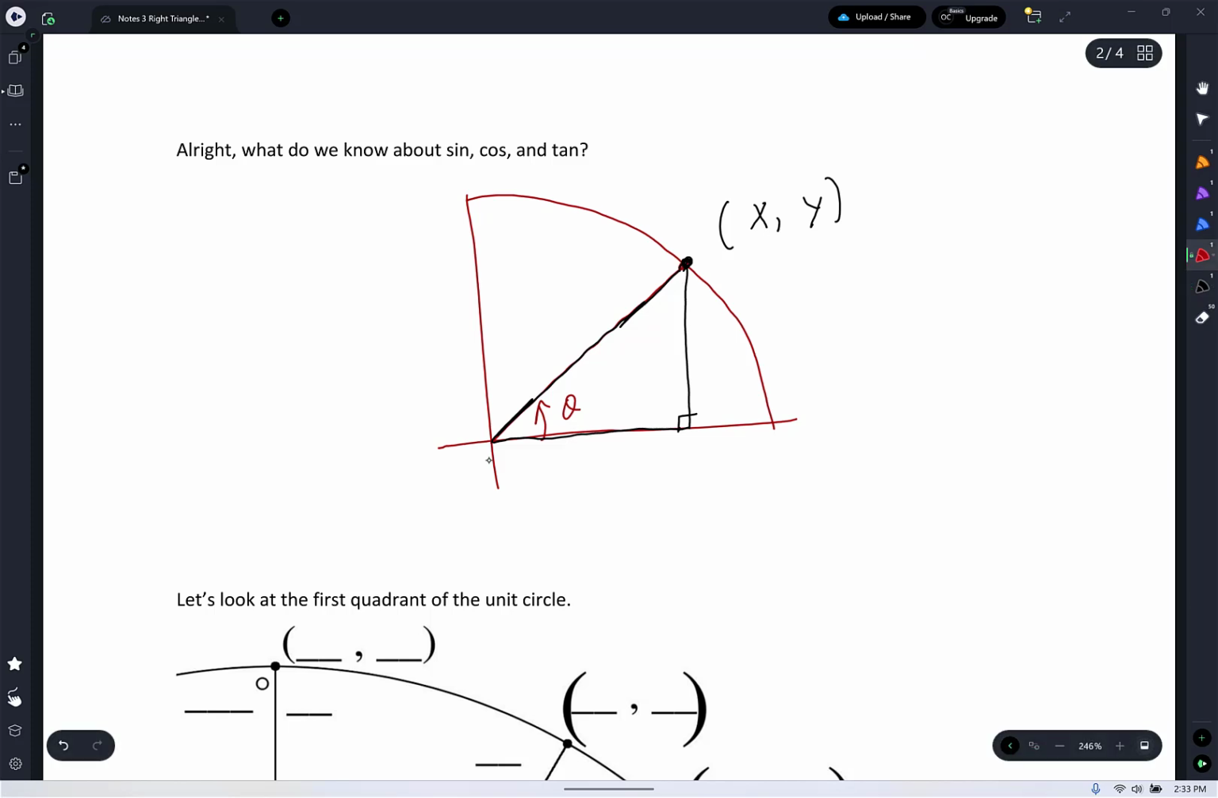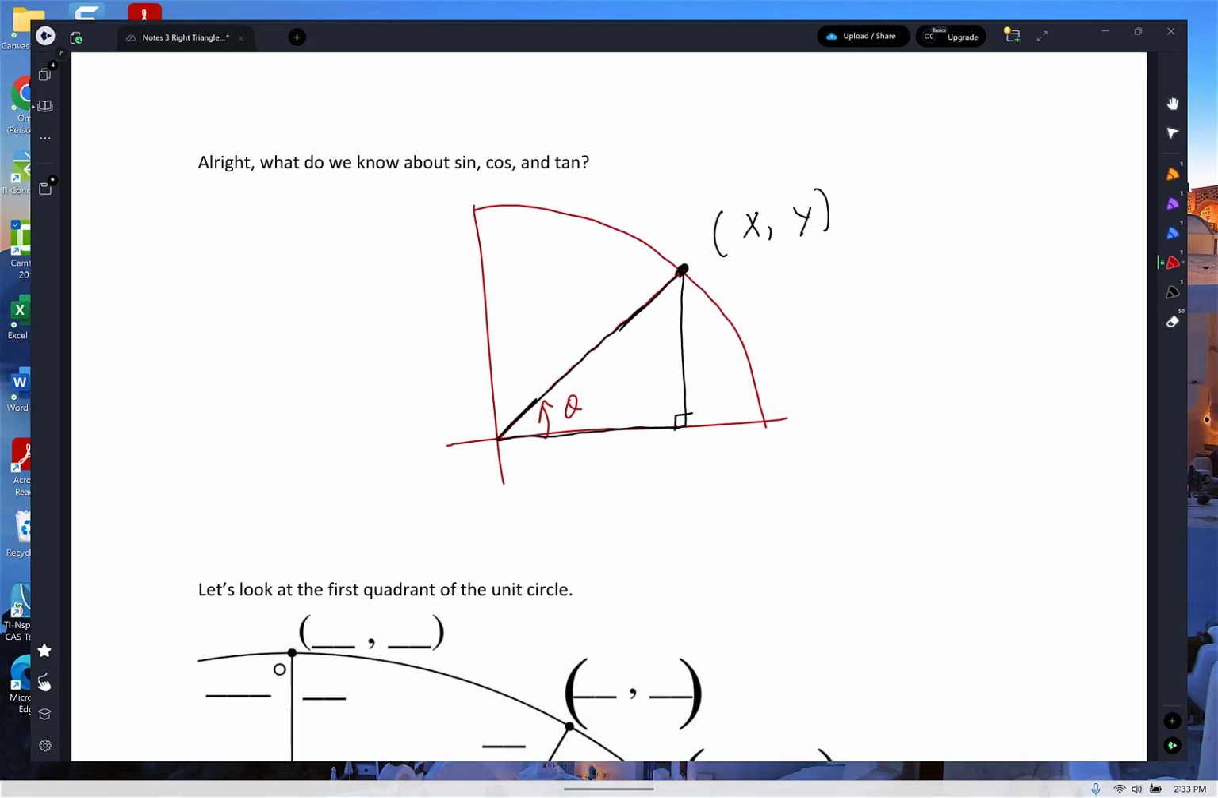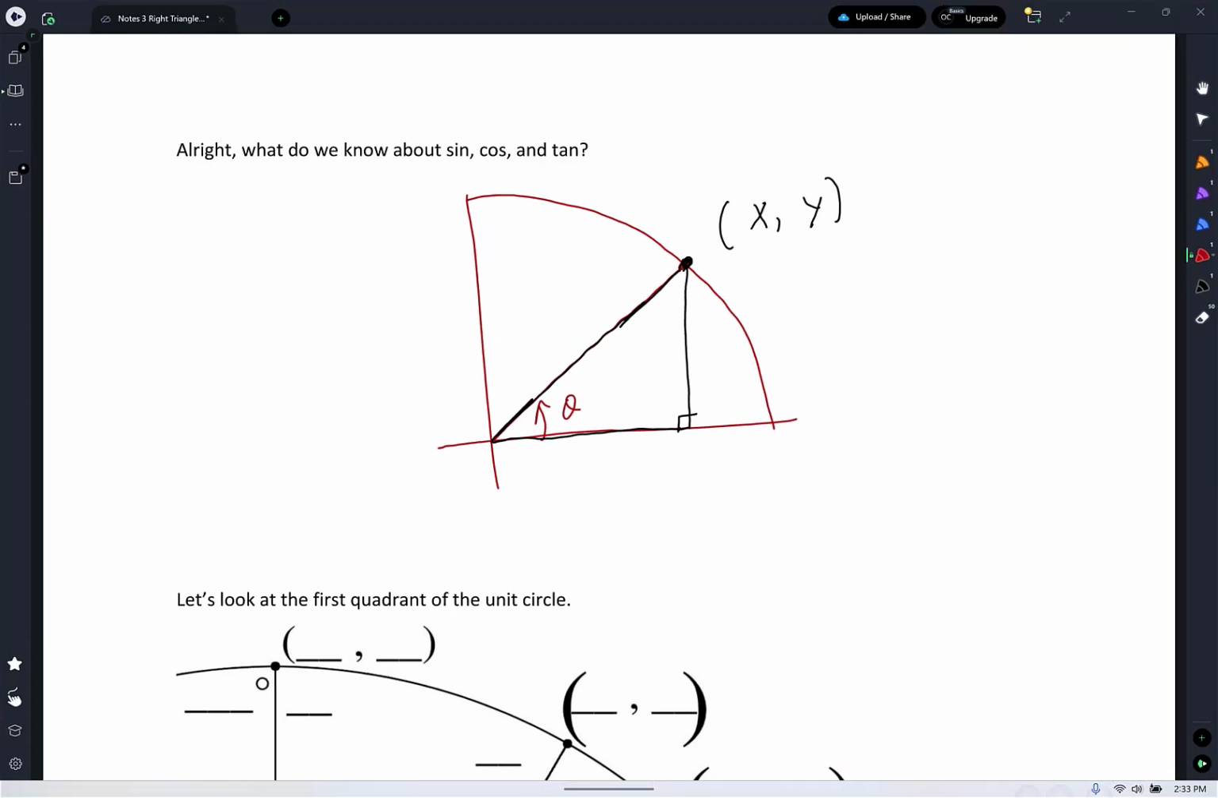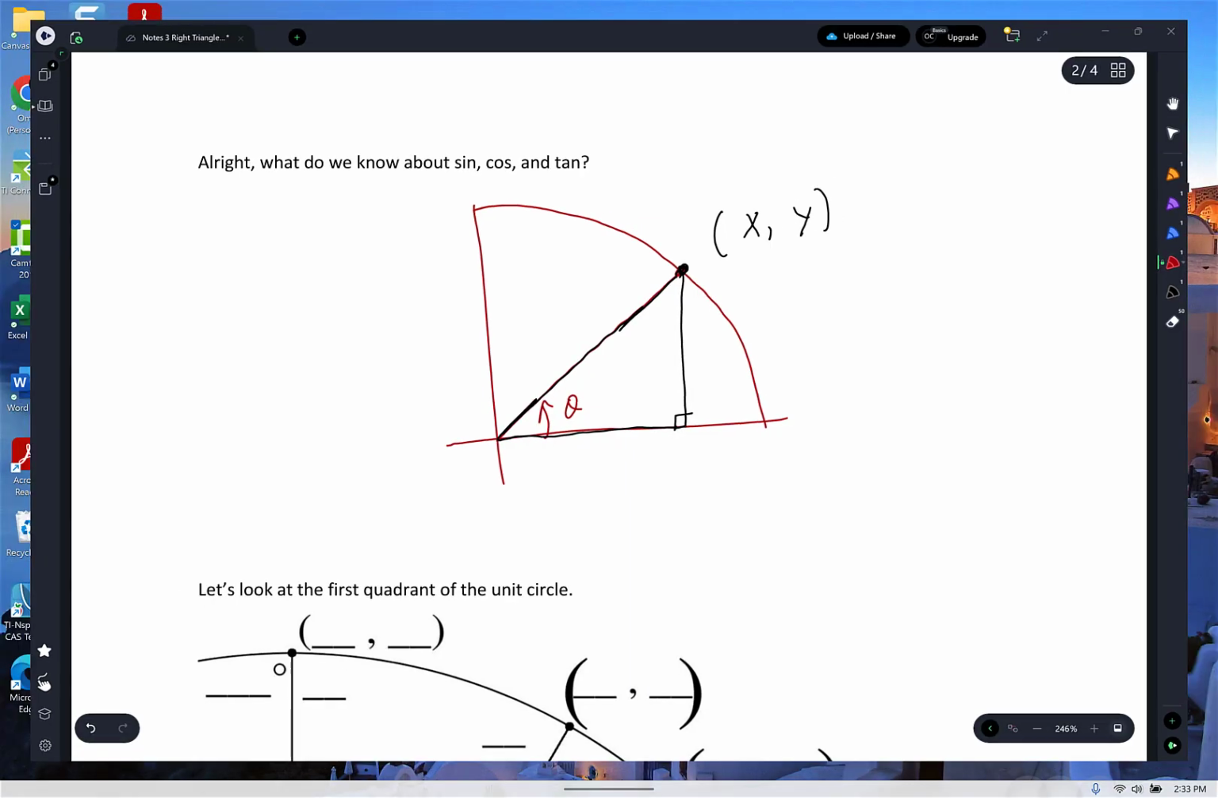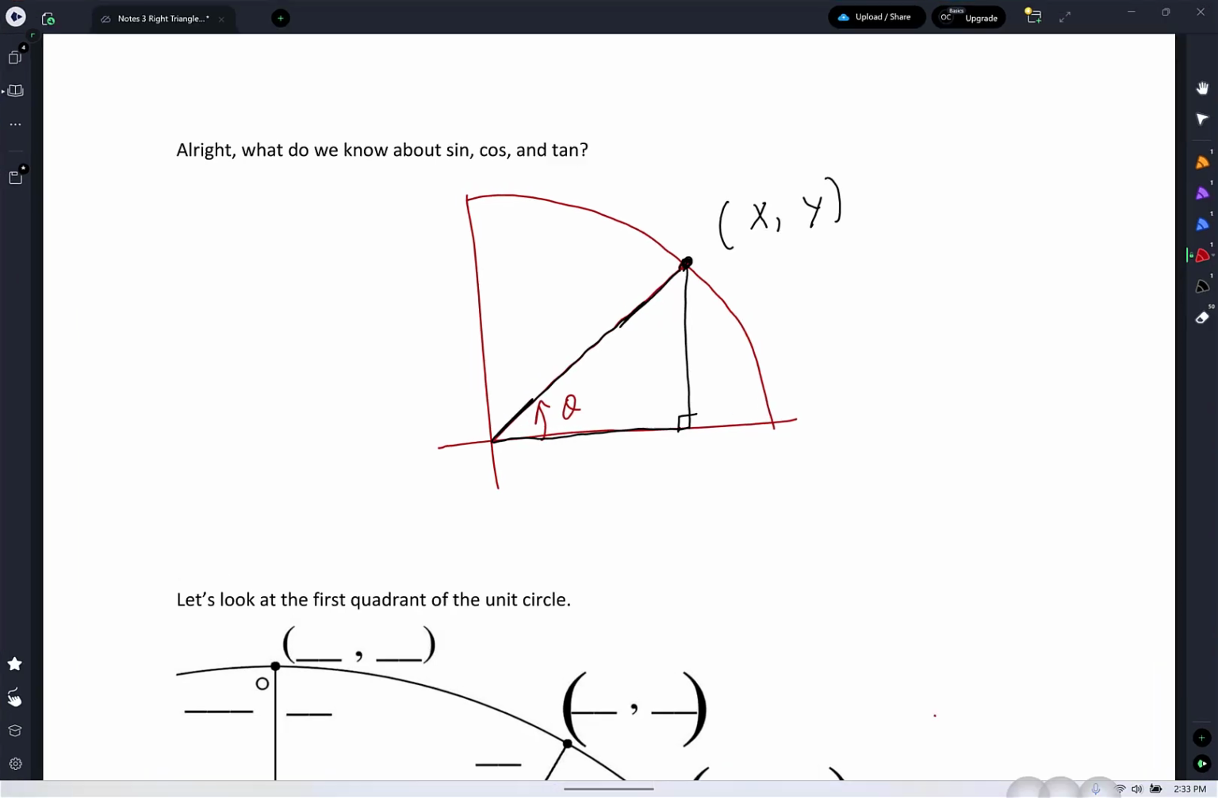So this distance, let's color code it. This distance here in sky blue, that's this x distance. Sometimes they call that a horizontal displacement. Have you guys talked about displacement in physics yet? Okay. Sometimes they call that a horizontal displacement.